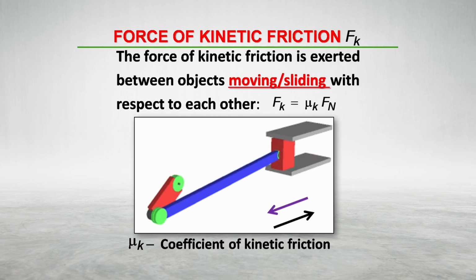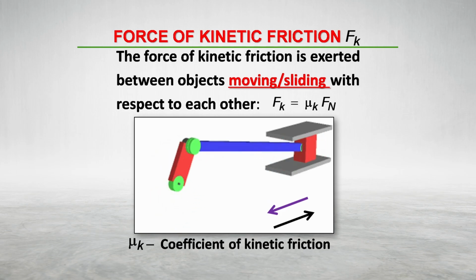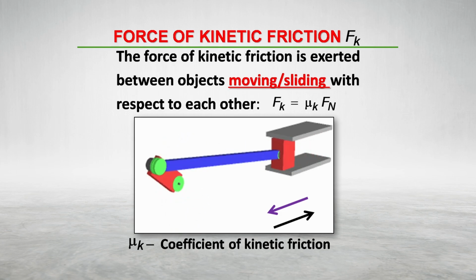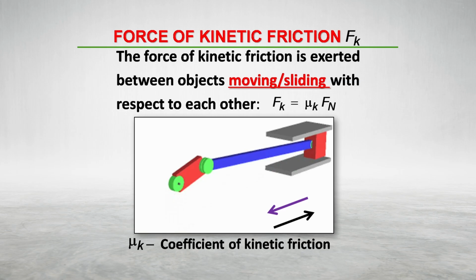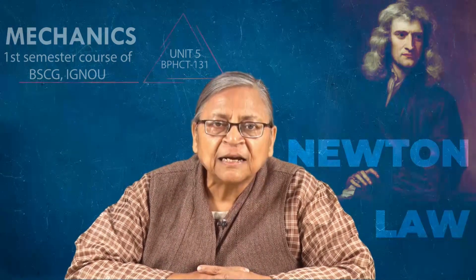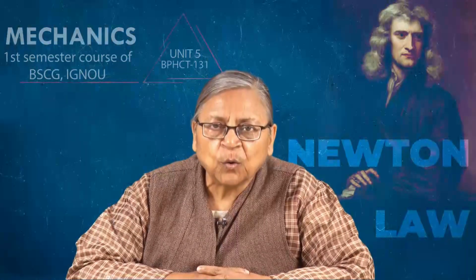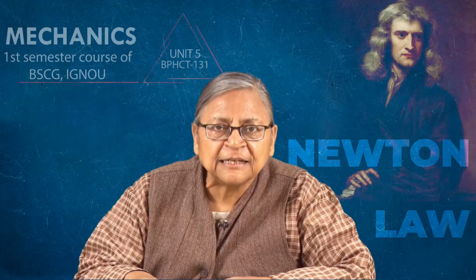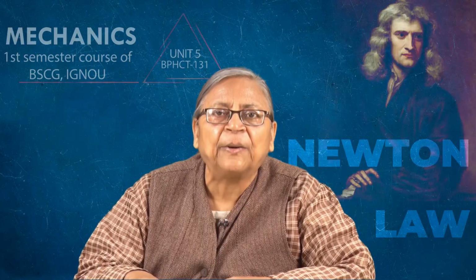Now, what is the expression for the force of kinetic friction? It is Fk is equal to mu k Fn. Fn, as you know, is the normal force and mu k is the coefficient of kinetic friction. This expression you will need to remember.